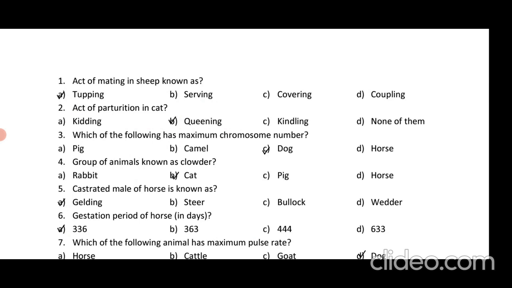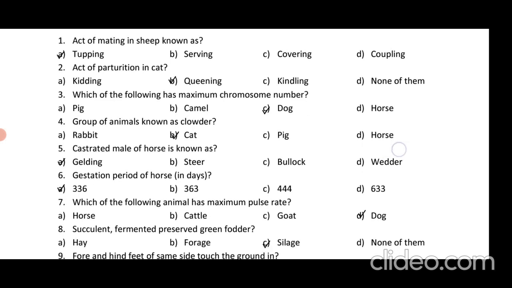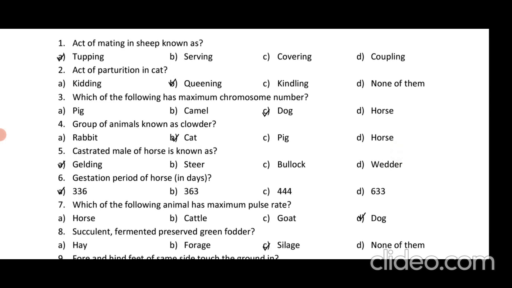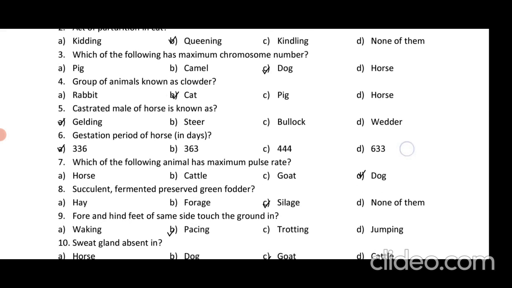Castrated male of horse is known as gelding. Gestation period of horse is 336 days, 12 months, 12 days. Which of the following animal has maximum pulse rate? Dog has maximum pulse rate. Succulent fermented preserved green fodder is silage.